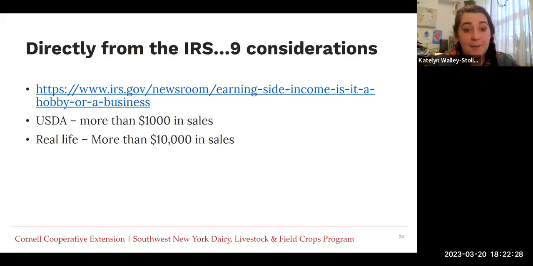This isn't something that I made up. These are actual IRS guidelines. This is the link if you wanted to read it word for word. I think another key consideration is you're less likely to be flagged as a hobby the more sales that you claim. Getting to $1,000 in sales is how the USDA federal government classifies you as a farm business. Getting to $10,000 in sales is another way to safeguard that you are operating as a business and not a hobby.